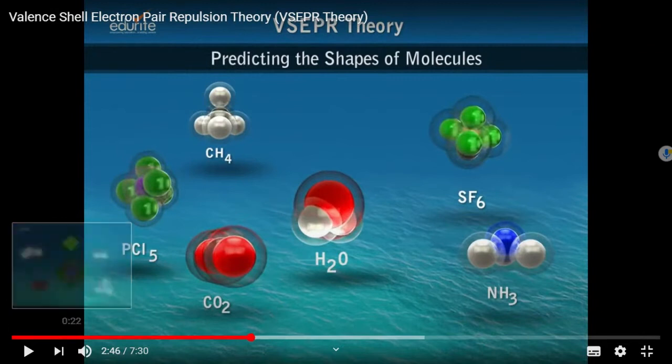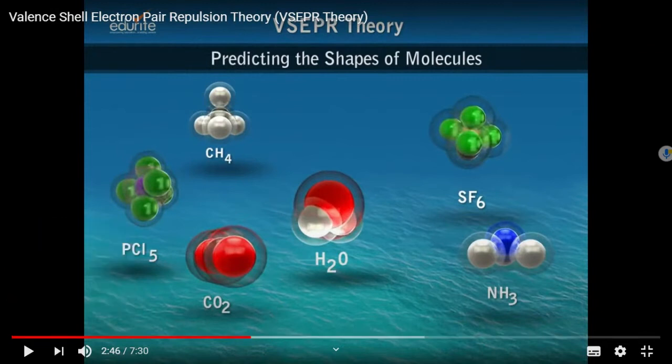Now, I just want you to look at this diagram, because you have actually drawn all of these molecules. If you look at the sulfur hexafluoride as it moves around, you can see that because there are 6 electron pairs around the central sulfur atom, they're in 3 dimensions, as far apart as possible from each other.